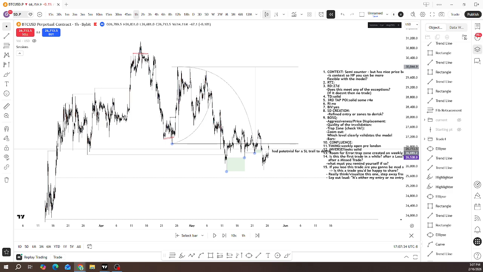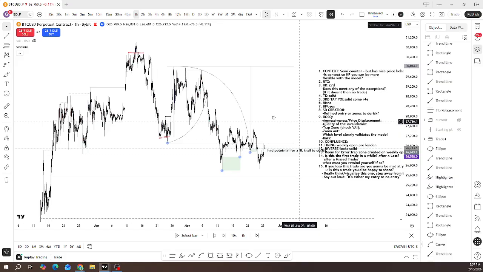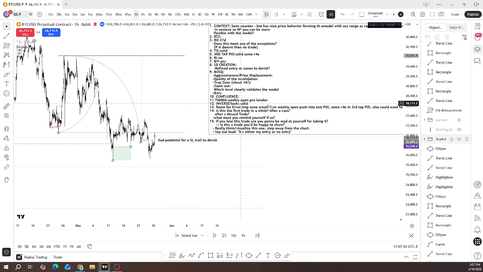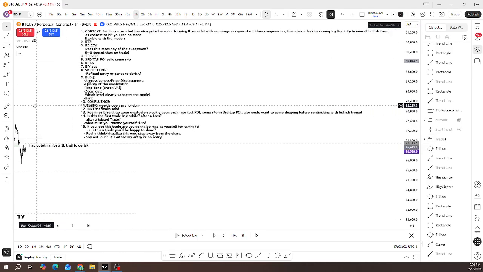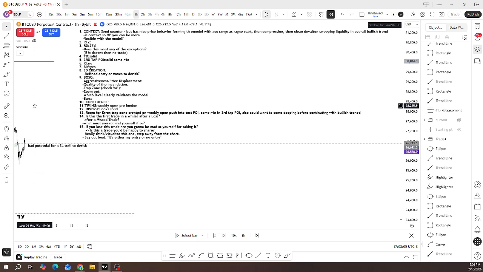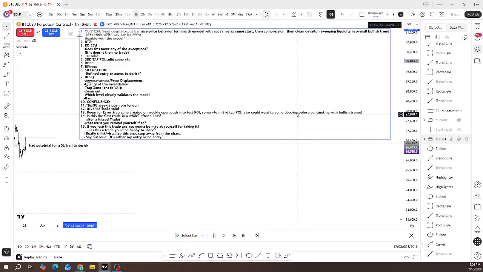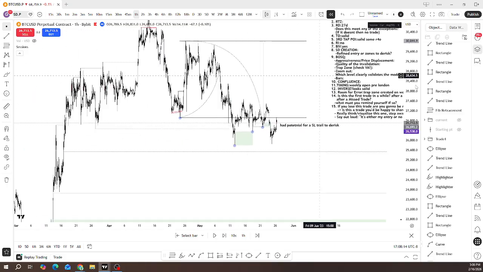And then, for confluence, there's no confluence for Bitcoin because it is the major. Duration of this one was 27 days. The room for error: trap zone created on a weekly push into the test POI. Weekly push and test POI. Some room for error in the third tap POI, also could want to come deeper before continuing with the bullish trend.